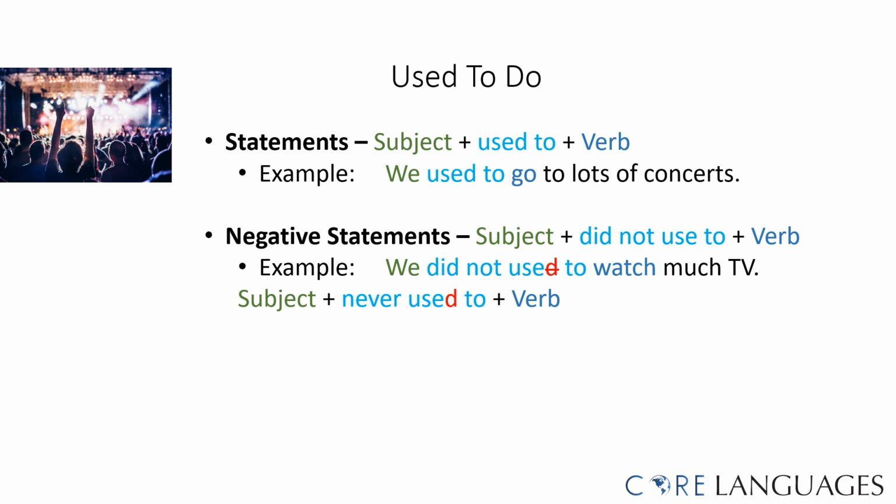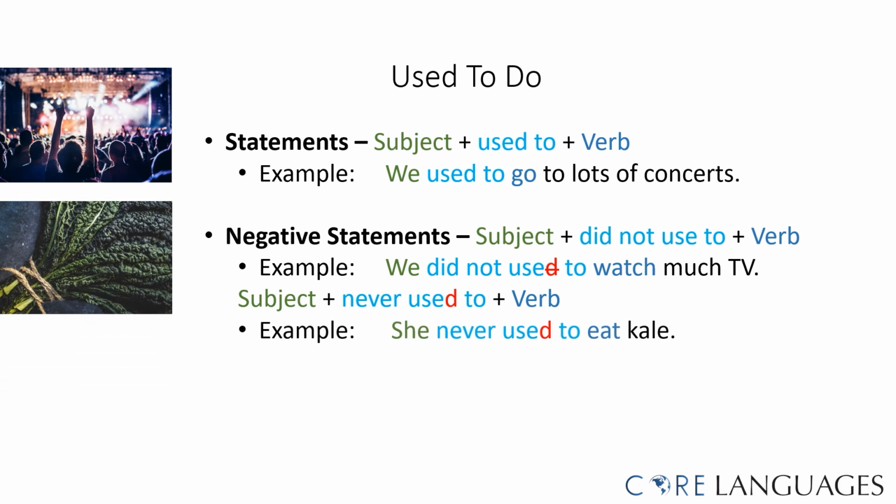We could also say never used to. Here, the D is added. Subject, never used to, and verb. For example, she never used to eat kale. This sentence indicates that eating kale was not a repeated action in the past.